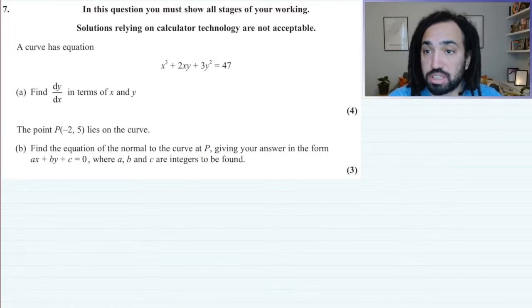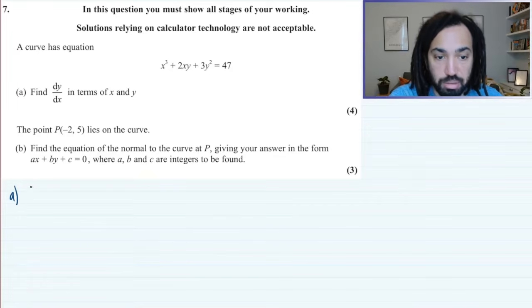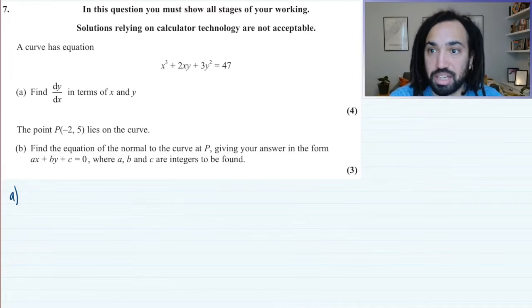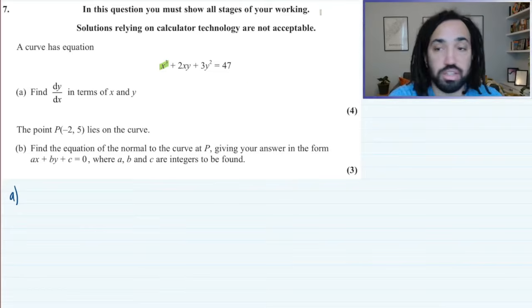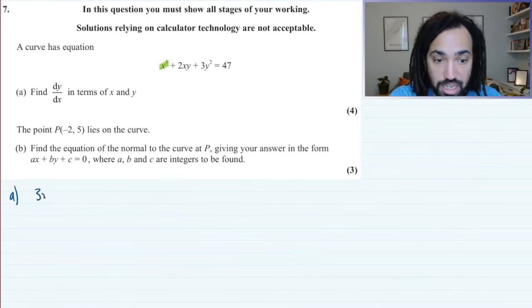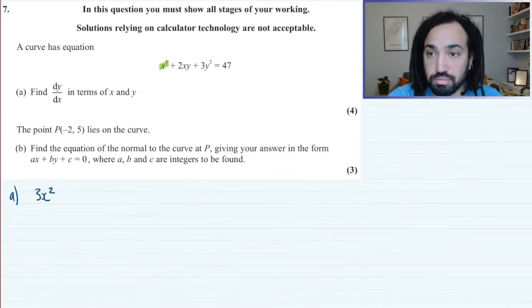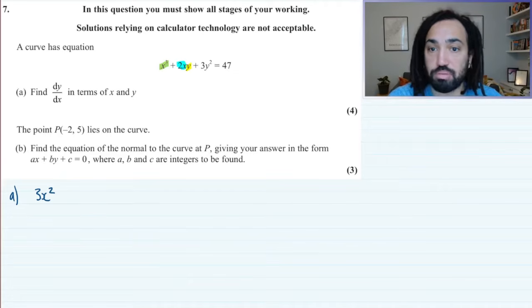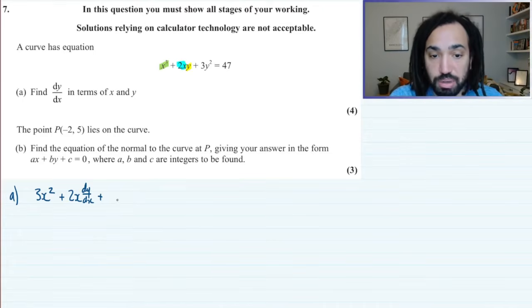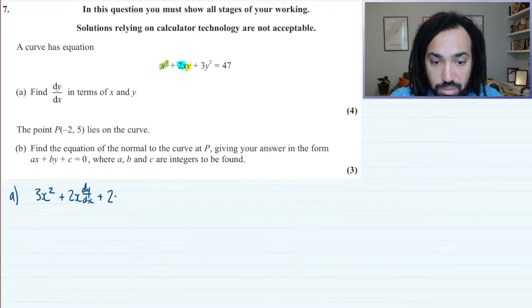Question number 7, we have a function in x and y, and we need to find the dy by dx. So that means that we're going to be differentiating implicitly. We're going to look at each term and we're going to differentiate them separately. So x cubed, well, we know what that differentiates to with respect to x. It's 3x squared. Now, the next one is a product. It's 2x and y. So for the product rule, I'm going to leave 2x alone, and I'm going to differentiate the yellow bit y, which gives me dy by dx. And then I'm going to differentiate the blue bit 2x to get 2, and I'm going to leave the yellow bit alone to get y.